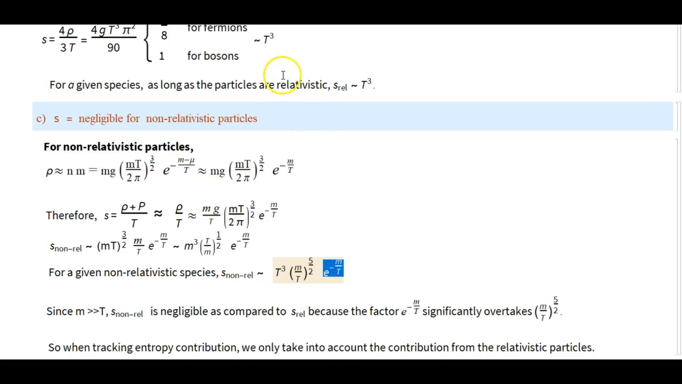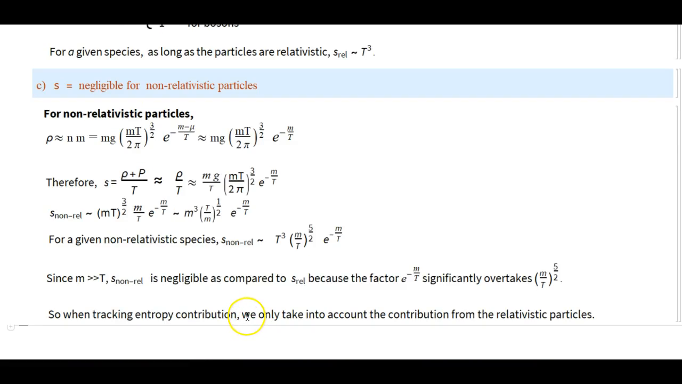So as compared to the relativistic entropy, the non-relativistic contribution is negligible, and that is because of this term e to the power minus m over T. Therefore, when we are tracking entropy contribution, we will only take into account the contribution from the relativistic particles. When we are tracking the total entropy or entropy density of the universe, we will take into account only the contribution which is coming from the relativistic.